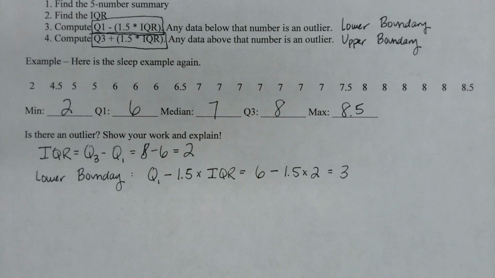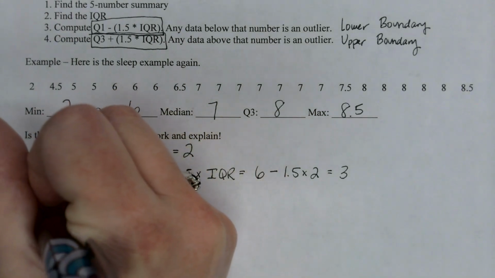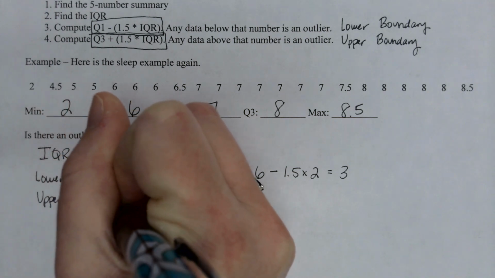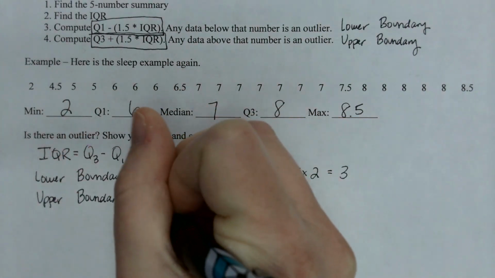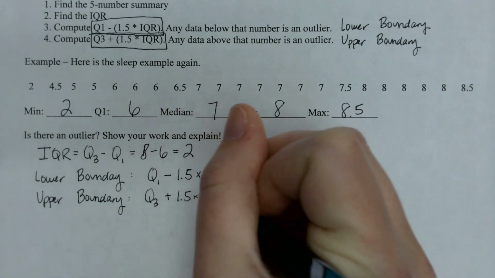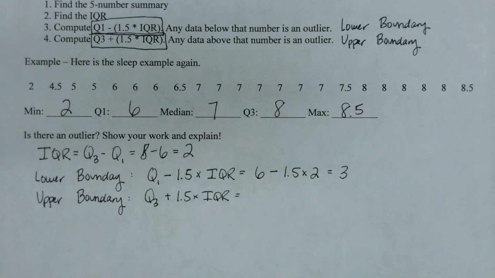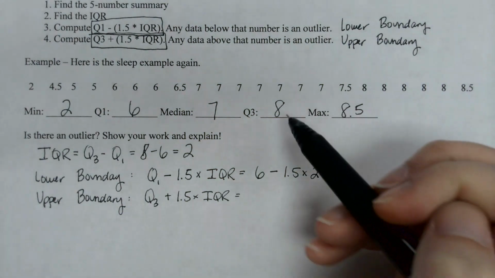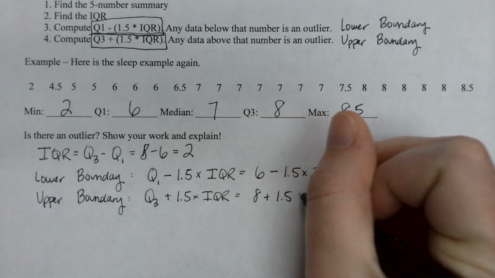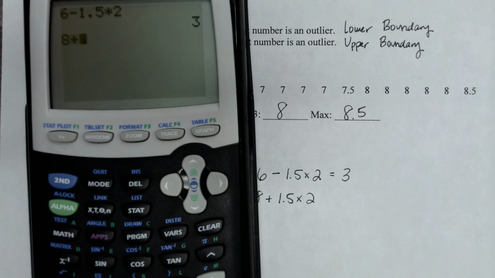Alrighty. So now we're going to find our upper boundary. For our upper boundary, we're going to take our Q3 and add 1.5 times our IQR. So we're going to take our Q3, which is 8, and add 1.5 times 2. So I'm going to take 8 plus 1.5 times 2 in my calculator, and I'm going to get 11.